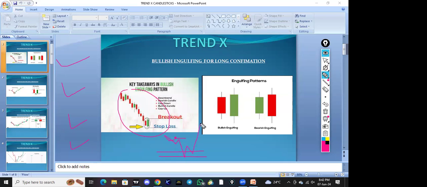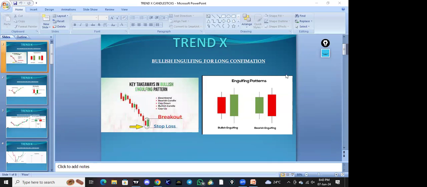Actually, the trade you will get in this way. So we are not taking any trades somewhere in the middle. We'll wait for a correct, good entry. I'll show you in the real market how it works.